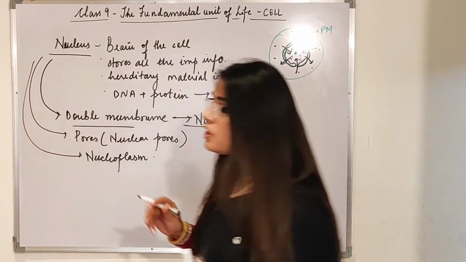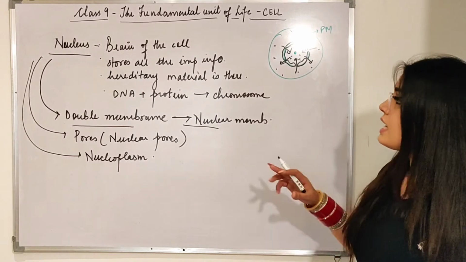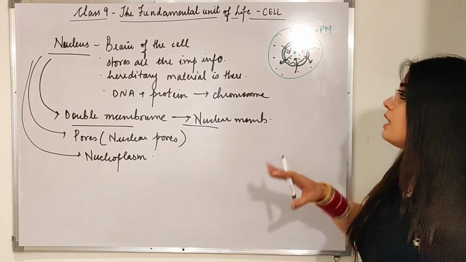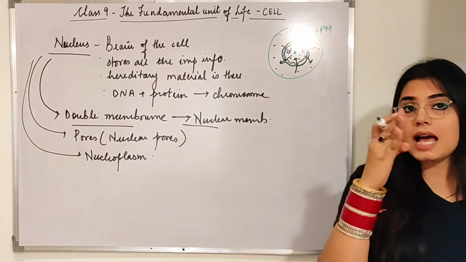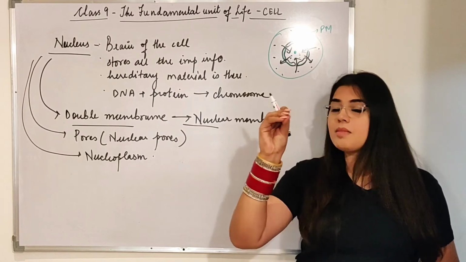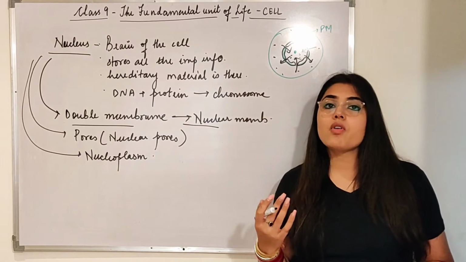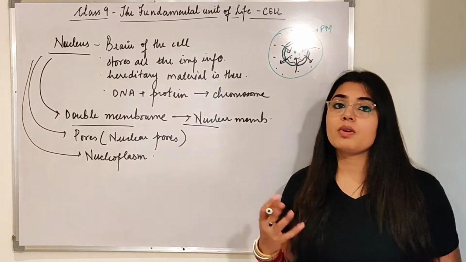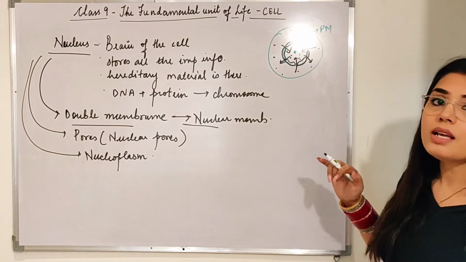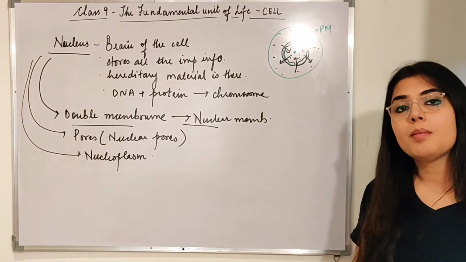So till now, what have I told you? It is known as the brain of the cell. It is storing all the important information. It has DNA plus protein, which leads to the formation of chromosome. The nucleus is present inside the cell. It has a two-layered membrane, which is known as the nuclear membrane, and the nuclear membrane has small pores. These pores, beta, are known as what? The nuclear pore. Now inside the nucleus there are tiny dotted structures also, which are known as nucleoplasm. Just like the cell had cytoplasm, the nucleus has nucleoplasm.